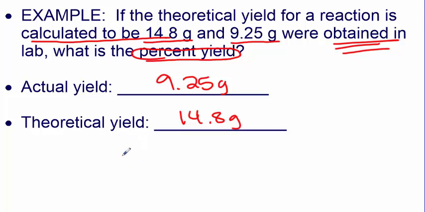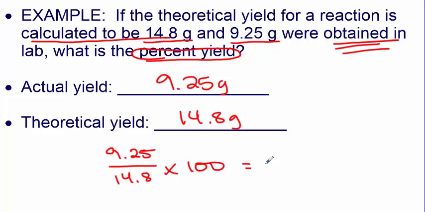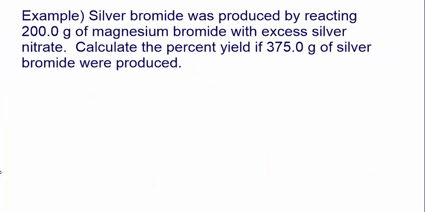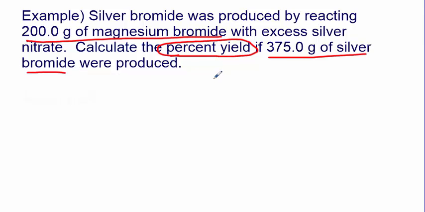So then we take our formula, so 9.25 divided by 14.8. Don't forget to multiply by 100. So my percent yield is 62.5%. Not a great percent yield, all things considered. Now let's look at another type of problem. Silver bromide was produced by reacting 200 grams of magnesium bromide with excess silver nitrate. Calculate the percent yield, we're trying to find, if 375 grams of silver bromide were produced.